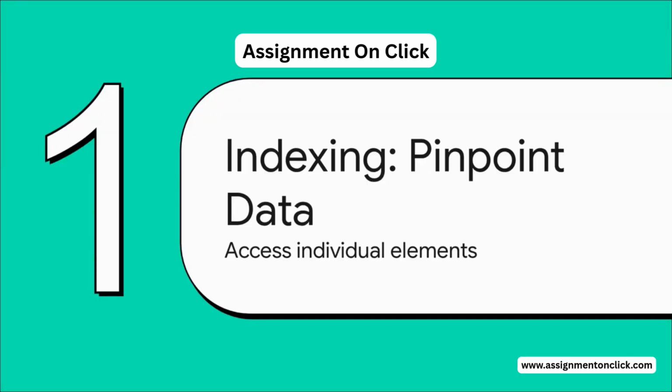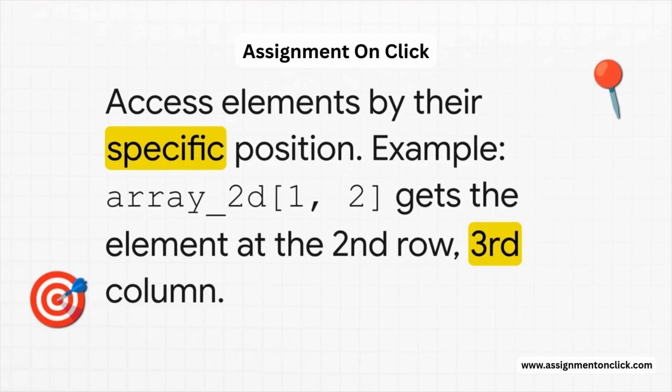Okay, let's get into the nitty-gritty. Our first core tool is called indexing. I want you to think of it like having GPS coordinates for every single data point in your array. It lets you zoom in and grab any individual element with total precision. Now, the most direct way to do this is with what we call integer indexing.